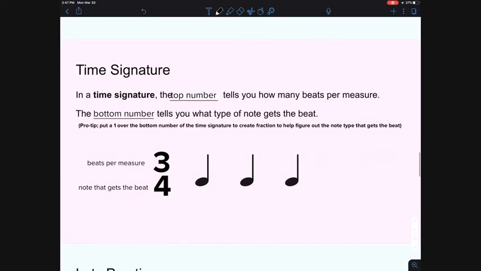So remember, the top number tells us how many beats, and the bottom number tells us what kind of note gets the beat. So again, we see something that is similar. The 4 means that the quarter note gets the beat, right? And then the top number tells us how many beats. And we can see here that there are 3 beats. So 3 notes.